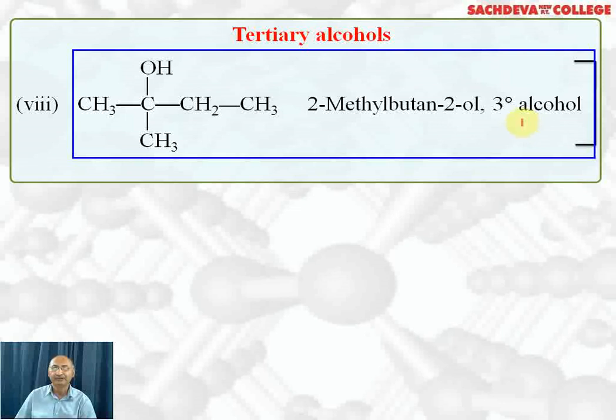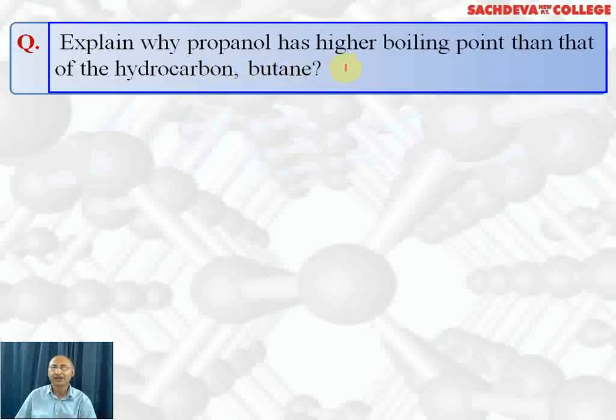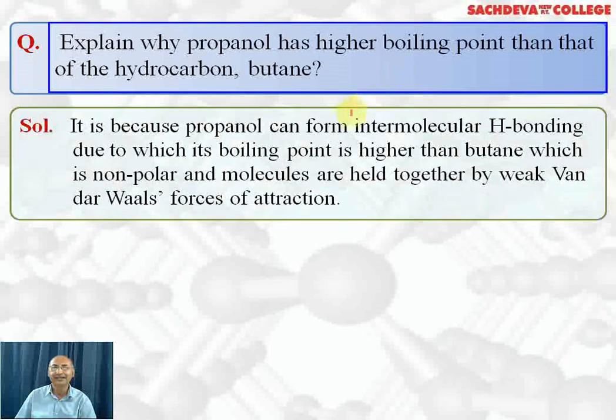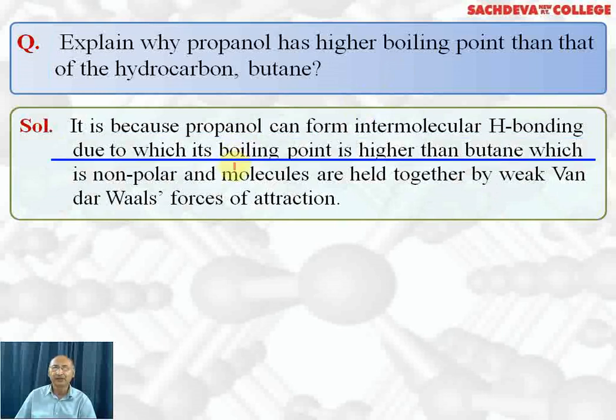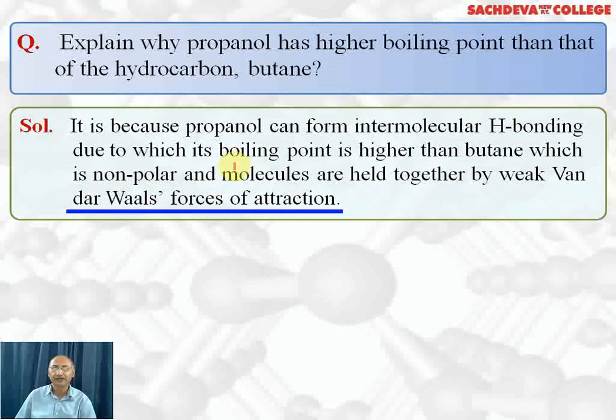So one tertiary alcohol is possible with the formula C5H11OH or C5H12O. Next question, explain why propanol has a higher boiling point than the hydrocarbon butane. It is because propanol can form intermolecular hydrogen bonding, due to which its boiling point is higher than butane. Butane, being non-polar, is associated with only van der Waals force of attraction. So alcohols have a higher boiling point than corresponding alkanes due to intermolecular hydrogen bonding.